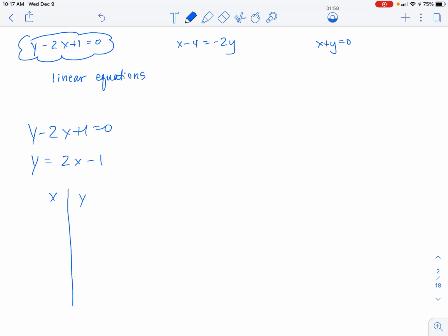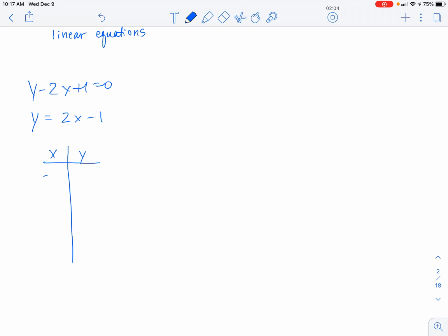So then I would make my x and y table. Remember how we used to do that? And I would simply pick a few x values. I would plug those x values in and I would come up with my y values. So if I put a negative 2 in there, for example, I would have negative 5. If I put a negative 1 in there, I would have negative 3. 0 would give me a negative 1. 1 would give me a 1, and 2 would give me a 3. And now I have all these nice, neat little ordered pairs that I can simply graph or plot onto a coordinate plane and then connect them and make a nice line.